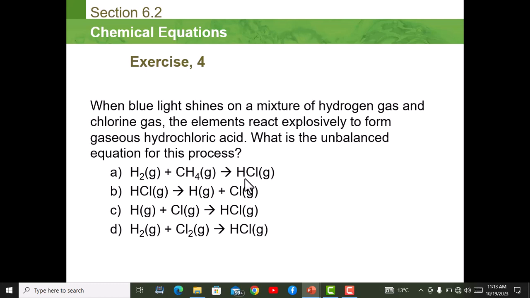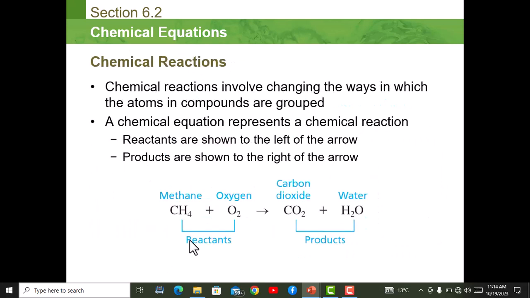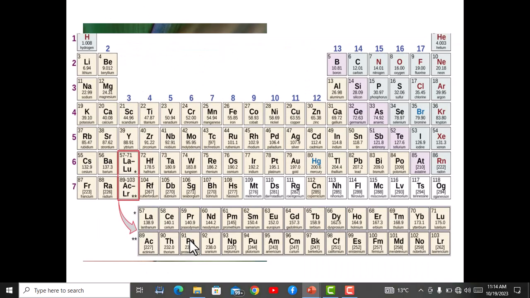Now let's look at what the question is saying. What is the unbalanced equation for this process? Alright, we know that hydrogen gas occurs as a diatomic molecule. So hydrogen gas reacts with the chlorine gas. Now let me take you back to the periodic table. So we have hydrogen that reacts with a chlorine gas. Let's go and look at chlorine.